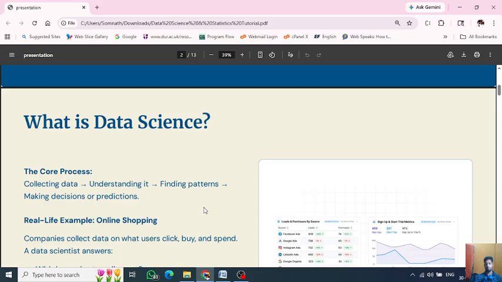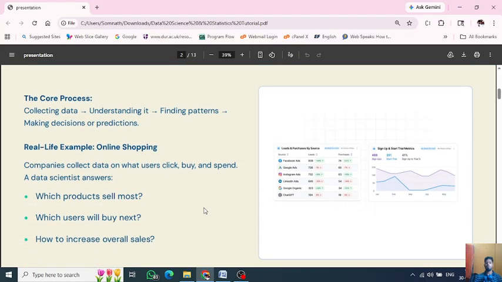Let's take a real-life example: online shopping. Companies collect data on what users click, buy, and spend. A data scientist answers which products sell the most, which user will buy next, and how to increase overall sales. This kind of information is usually needed by the marketing manager, the business team. Finding this information from raw data is the main task of data science.